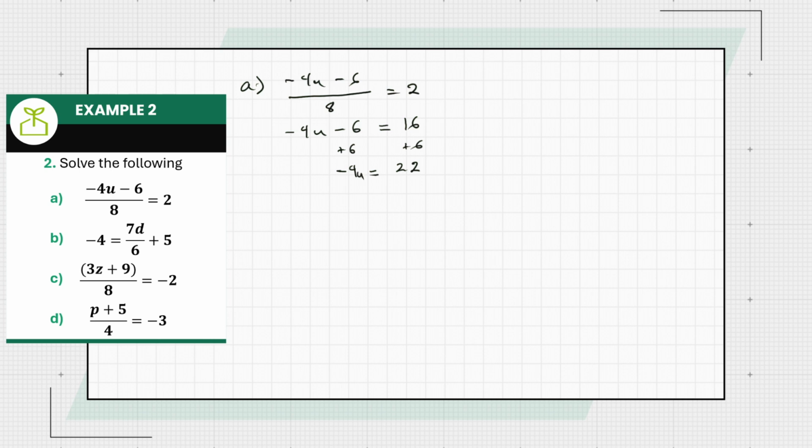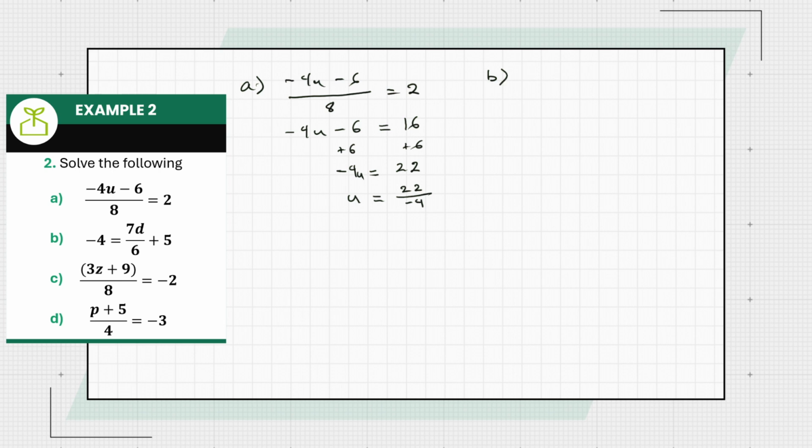Now we're going to divide both sides by negative 4. The result on this side will be u, and the result on this side will be 22 divided by negative 4. Because it doesn't actually go in evenly, I'm going to leave it like that.